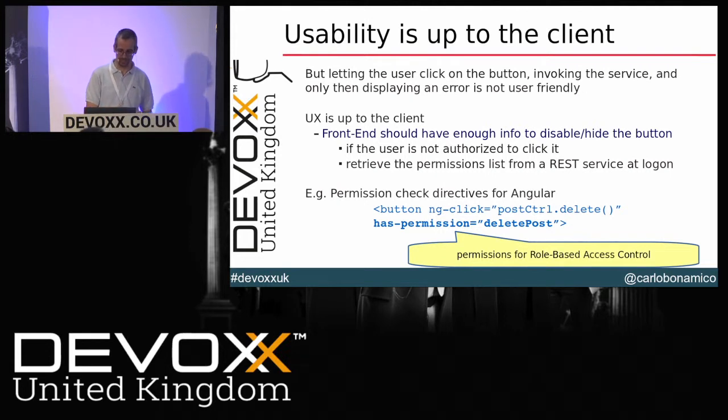To properly do this, you need to set up a REST service which sends the permissions for the current user to the client, so that the client can use this information to automatically enable, disable, show, and hide the various parts of the application. And this, for instance, with Angular can be done with a directive like has permission, delete post. So if you have the permission to delete a blog post, then the button is enabled.